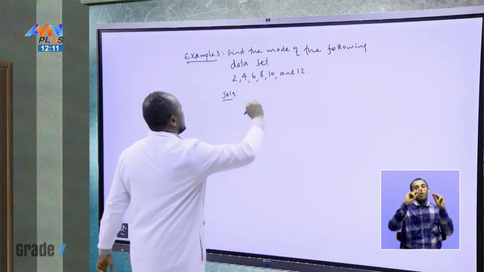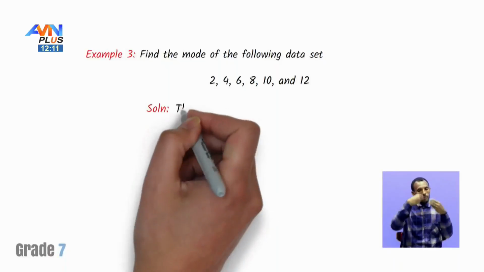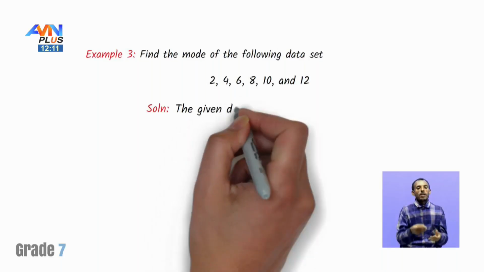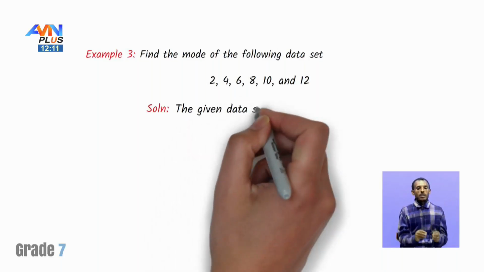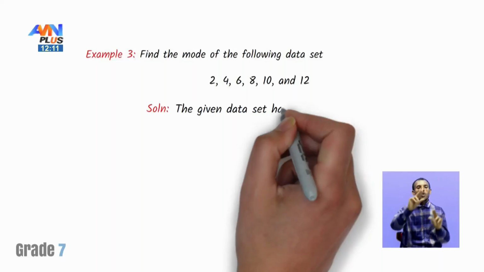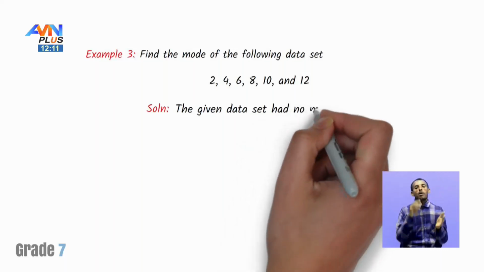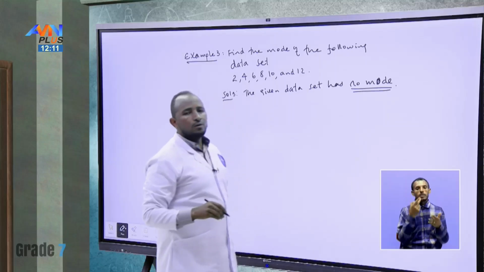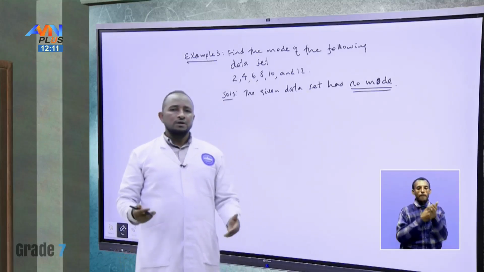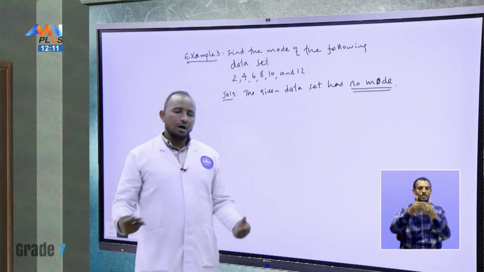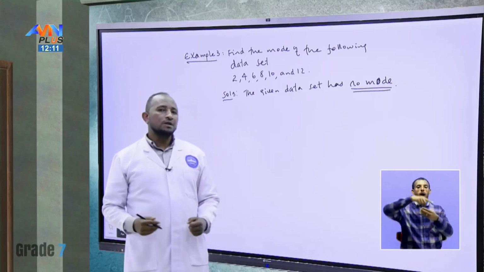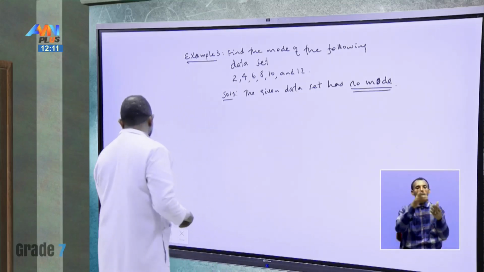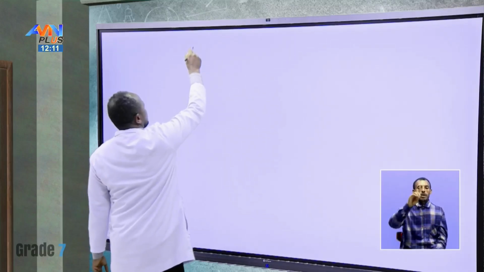Therefore, the given data set has no mode. So this is it. Now we'll proceed to the next part. The next part is about the median of a given data set.